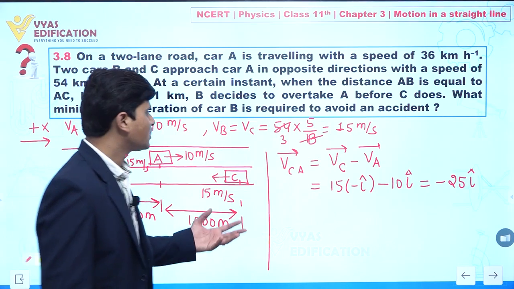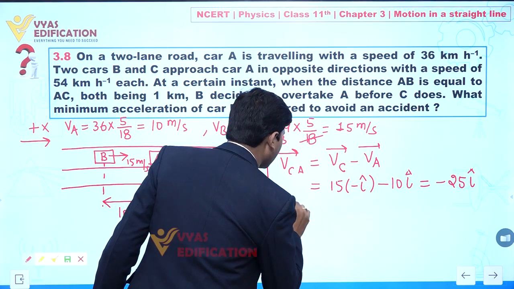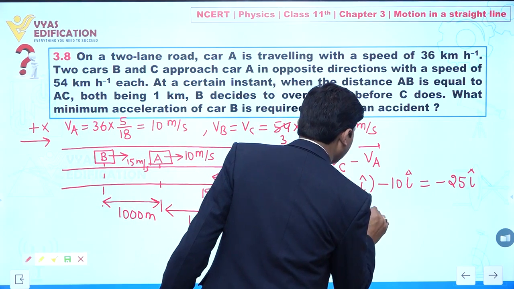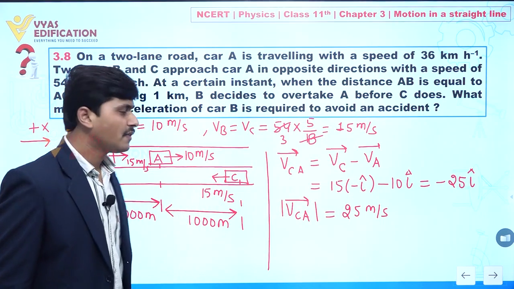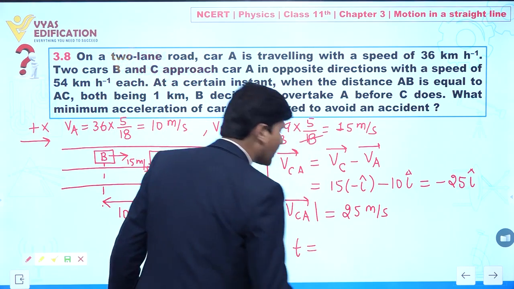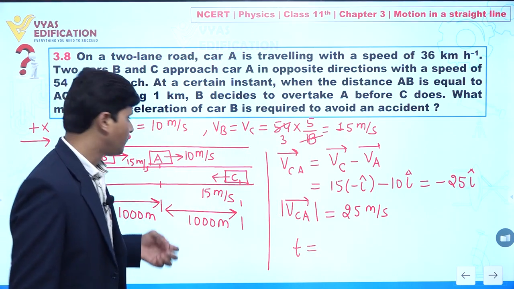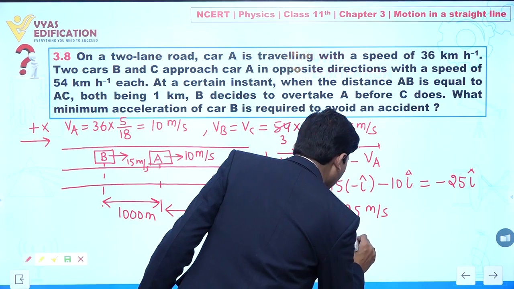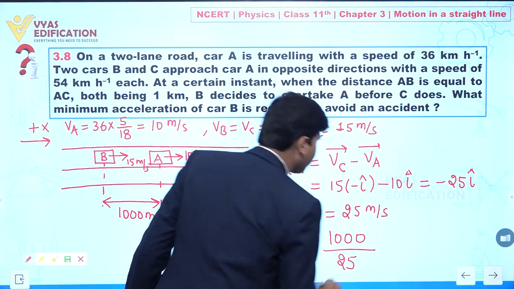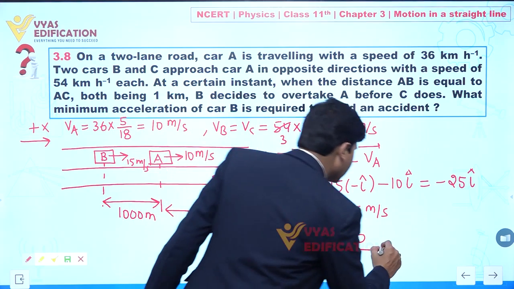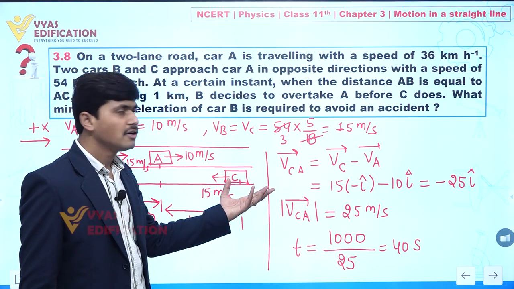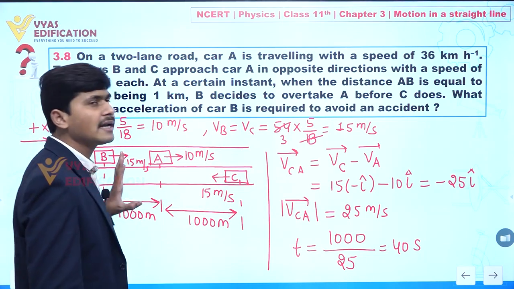So from here you can say this is minus 25 i cap. Yes or no? If we just talk about magnitude, the speed of car C with respect to A is equal to 25 meters per second. So we have this uniform speed. So we can calculate the total time taken by car C to overtake car A. Total distance is 1000 meters and relative velocity is 25 meters per second, so the total time is 40 seconds. So in 40 seconds car C crosses car A.